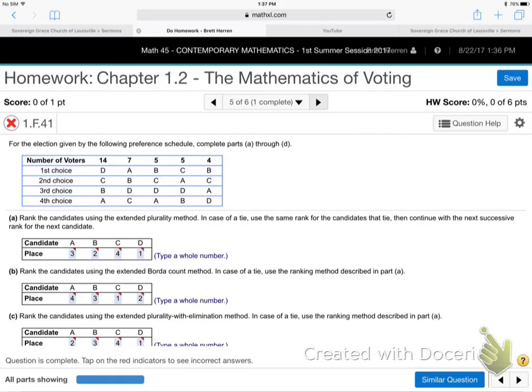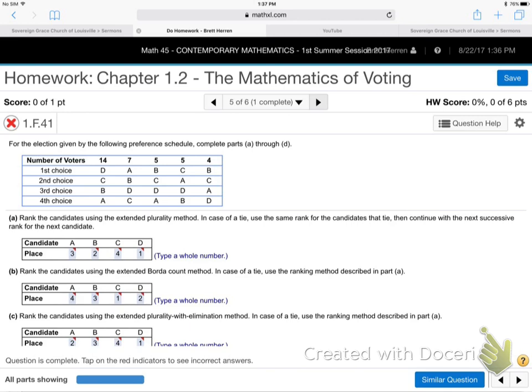Okay, so there's question number 5. Let's run back over the method. This is what they're saying in this problem. They're giving a voting schedule, a preference schedule it's called. Rank the candidates using the extended plurality method. Extended just means don't just find first place, but find second, third, fourth. I think it'd be pretty obvious for you.